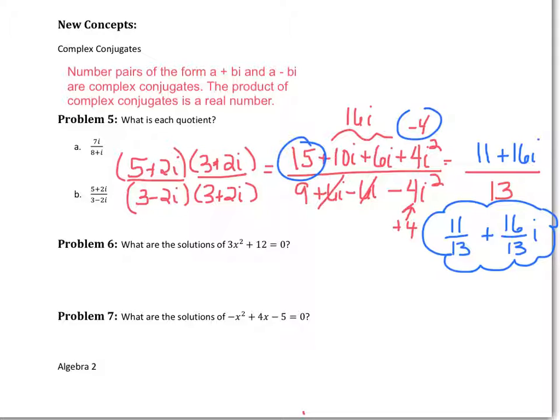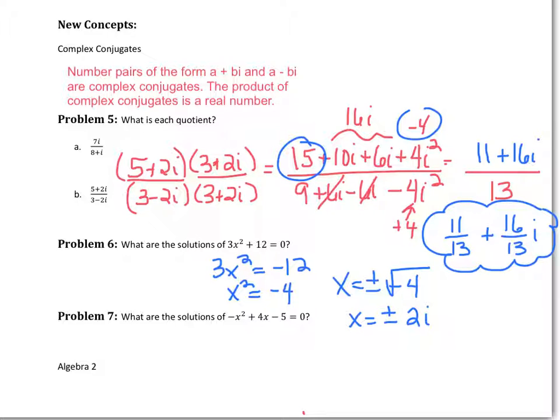So problem 6, we're going to do problem 6 real quick here. Here I just have an x squared term, so I'm going to solve it by isolating my x squared term first. So I'm going to subtract 12, and then I'm going to divide by 3, so I get x squared equals negative 4. And if I want to get x and I have x squared, I'm going to take the square root of both sides. And when you introduce the square root, do not forget the positive and the negative. So I get plus or minus the square root of negative 4, and the square root of negative 4 is 2i. So we have our answer right there.